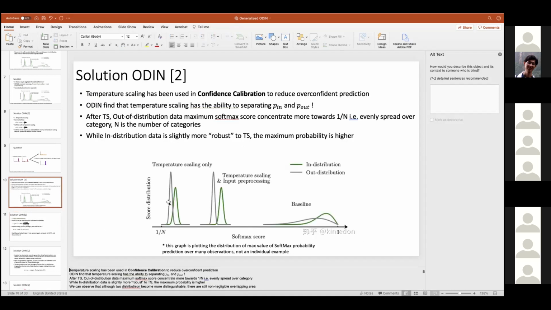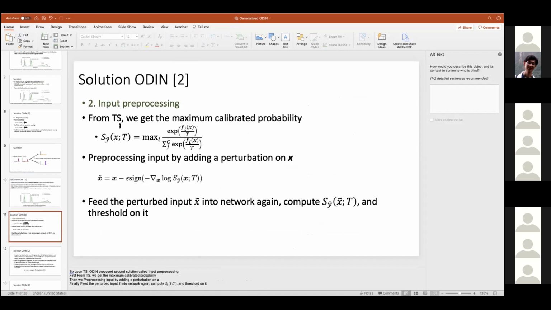Because it is still not distinguishable, Odin proposed the second solution called input preprocessing. After the temperature scaling, we get the softmax probability, and then we take the maximum of it. That will be the maximum calibrated probability. Then we preprocess the input by adding a perturbation on X, and X becomes X tilde. Then we feed the perturbed input X tilde into the network again, compute the maximum probability and threshold on it.